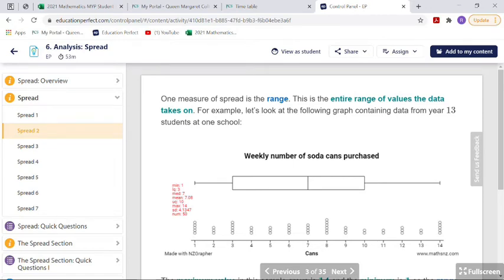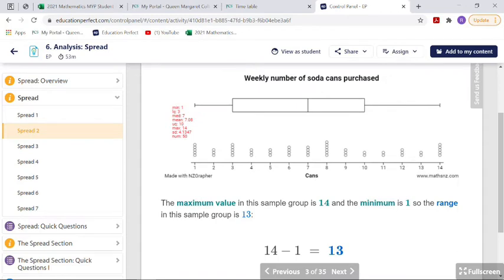And one of the measures that we're going to look at is range. Range means the spread for the entire set of data, everything. So range is simply the maximum number minus the minimum number. So if you look at this particular group of weekly number of soda cans produced, you can see that the data is very spread out, all the way from 1 soda can to 14. So to find the range, you just simply subtract the maximum minus the minimum, and we know that the range is 13. So there's a lot of variability here, right? There's 13 different things, different data points between.